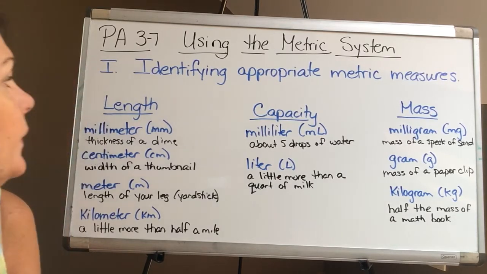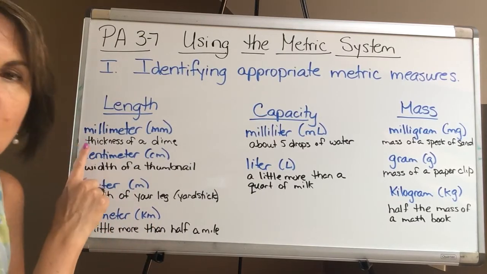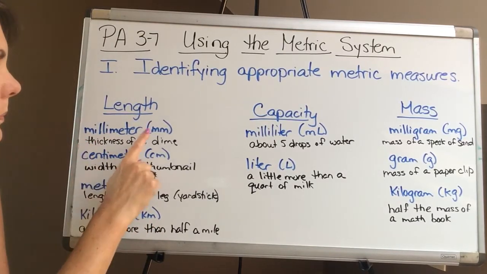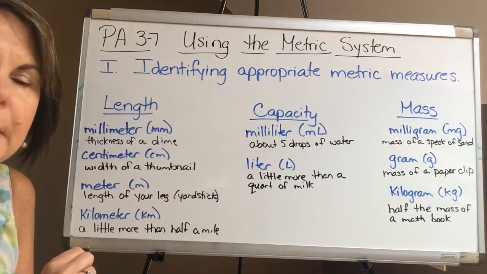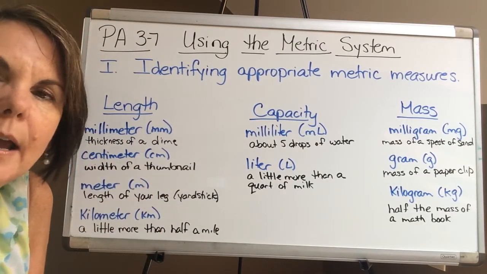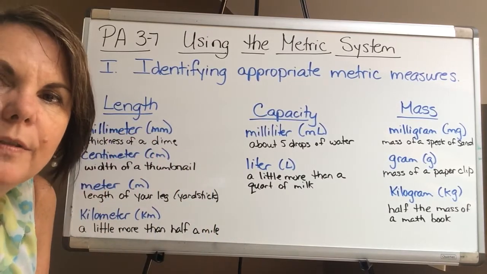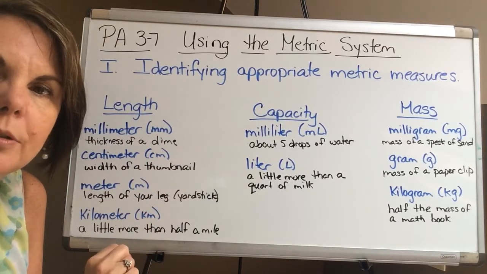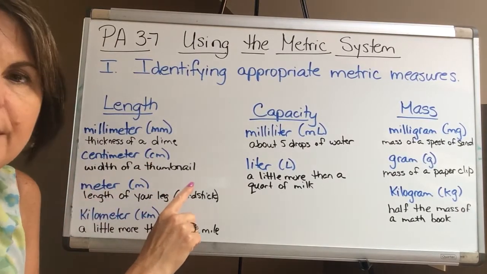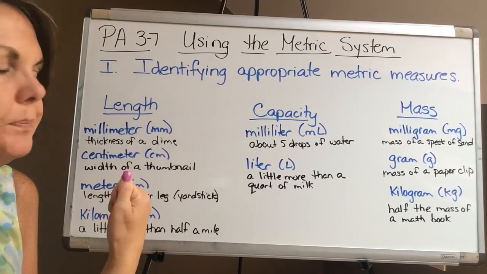All right, so let's take a look first at length. This is the most widely used. The smallest one is called the millimeter. The abbreviation is mm. A millimeter is about the thickness of a dime. So not the width of a dime, but the thickness of a dime. Very, very thin. Centimeter, cm, and that's on our rulers at school, is the width of a thumbnail. So if you think about a thumbnail, it's about that big.